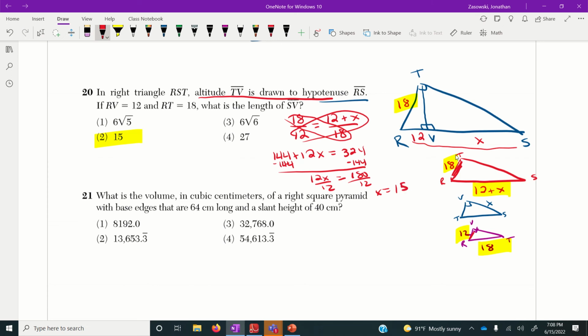21, the volume is given for a square pyramid. It's centimeters, centimeters, and centimeters. We don't have to worry about anything. Okay, so remember the pyramid.